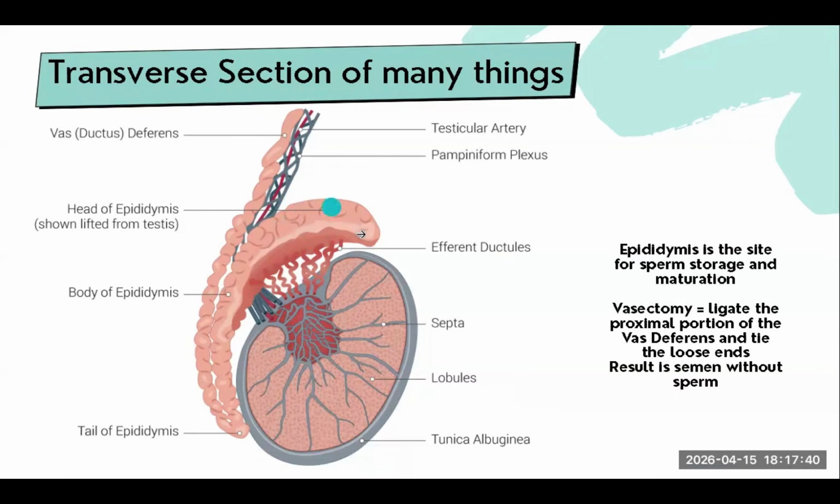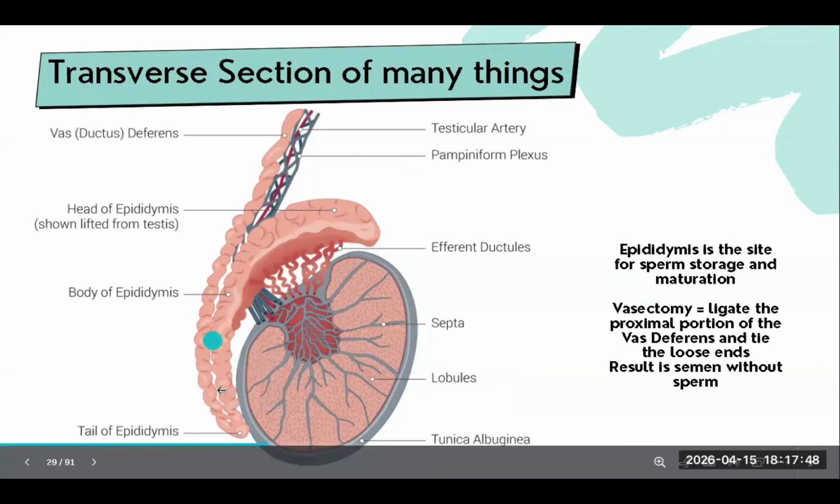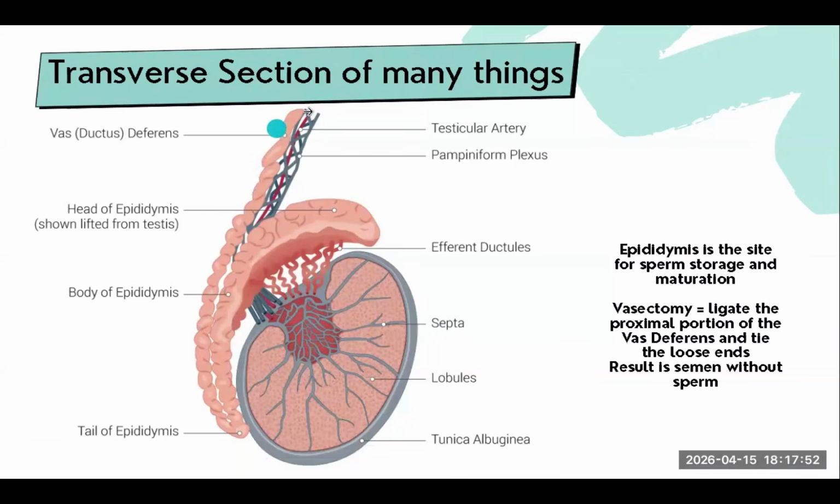After that, the sperm would move from the head of the epididymis to the body of the epididymis to the tail of the epididymis, all the way to the vas deferens or the ductus deferens. And in this image, we can appreciate the blood supply of the testes. We can see the testicular artery running along the vas deferens and the pampiniform plexus as well. The pampiniform plexus is the venous drainage of the testes. Testicular veins, they form the pampiniform plexus.